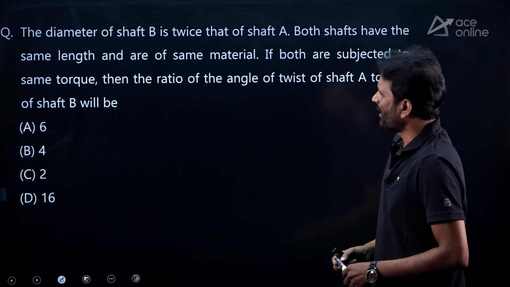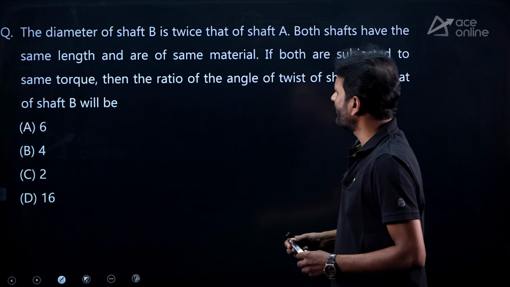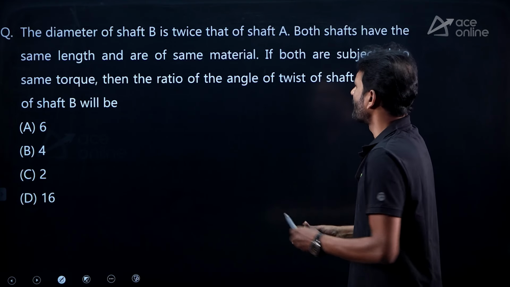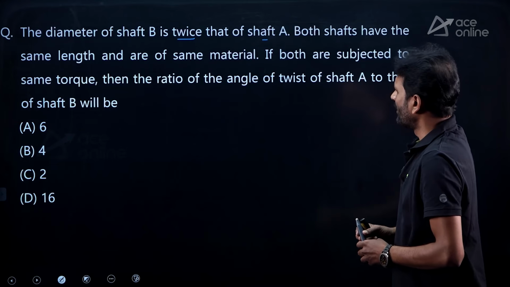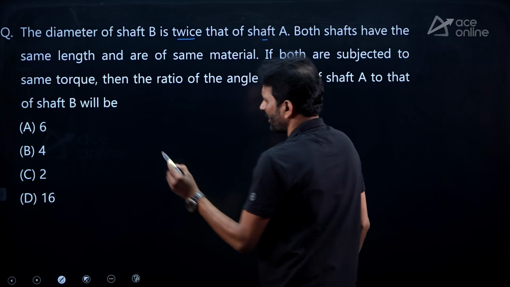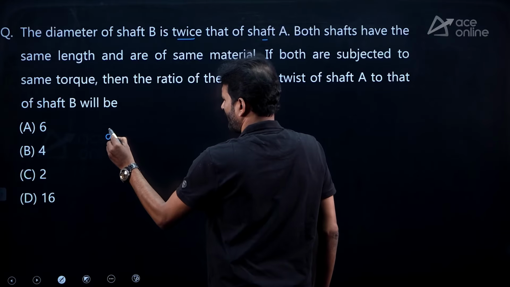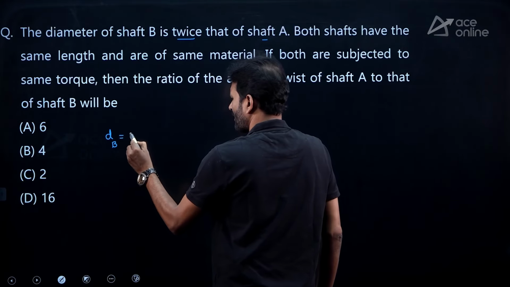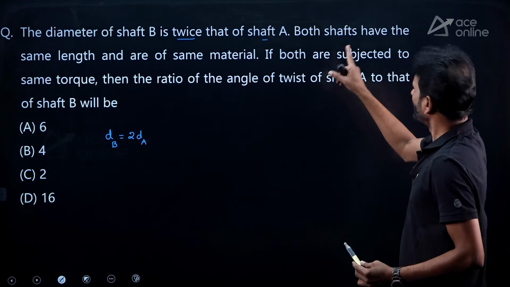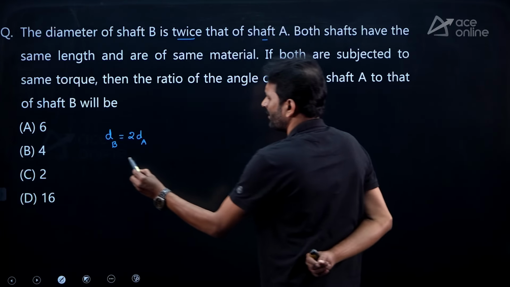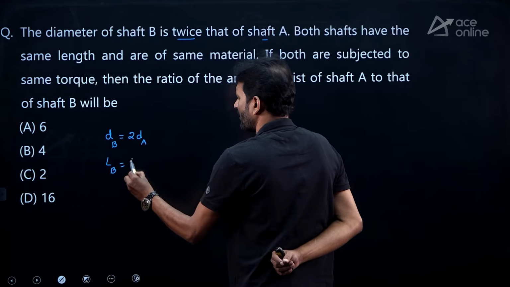This is the first question we are having. The diameter of the shaft B is twice that of shaft A. We are having two shafts, A and B. So if I am taking them, shaft A and shaft B, the diameter of shaft B is given as 2 times the diameter of shaft A. Both the shafts have the same length, LB equal to LA.